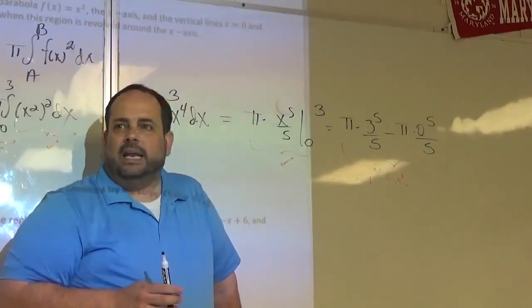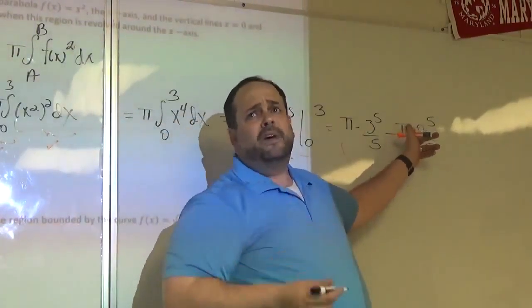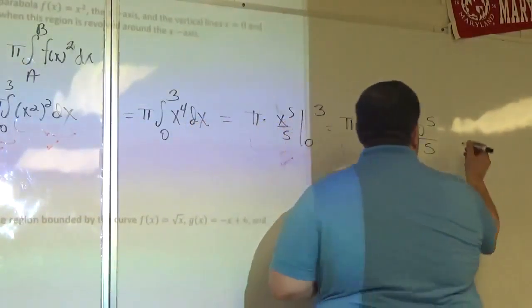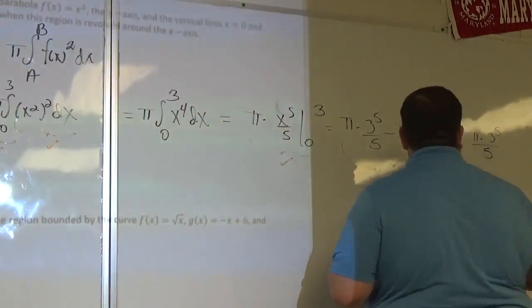Some smart cleaning up that we could do. Jennifer, what could you do? 0 to the power of 5 is 0, divided by 5 times pi, is 0. Okay, pi times 3 to the 5th over 5.